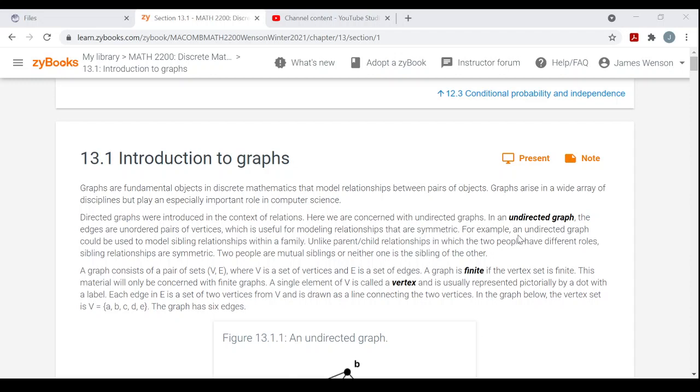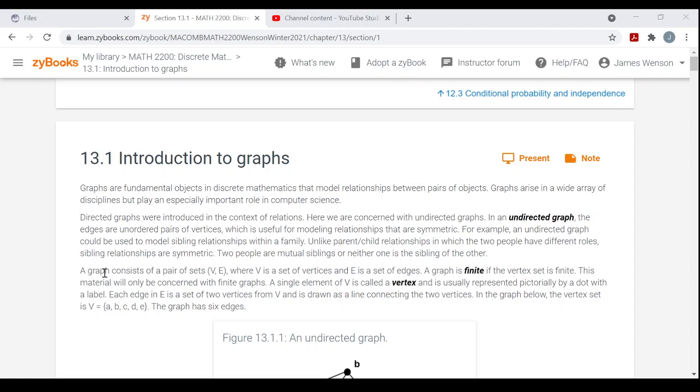For example, an undirected graph could be used to model sibling relationships within a family, because that's definitely a symmetric relationship, right? If A is the sibling of B, B is going to be the sibling of A. So rather than draw an arrow going back and forth between them, I'll just draw one undirected segment to connect them. So unlike parent-child relationships, right, in which the two people have different roles, sibling relationships are symmetric.